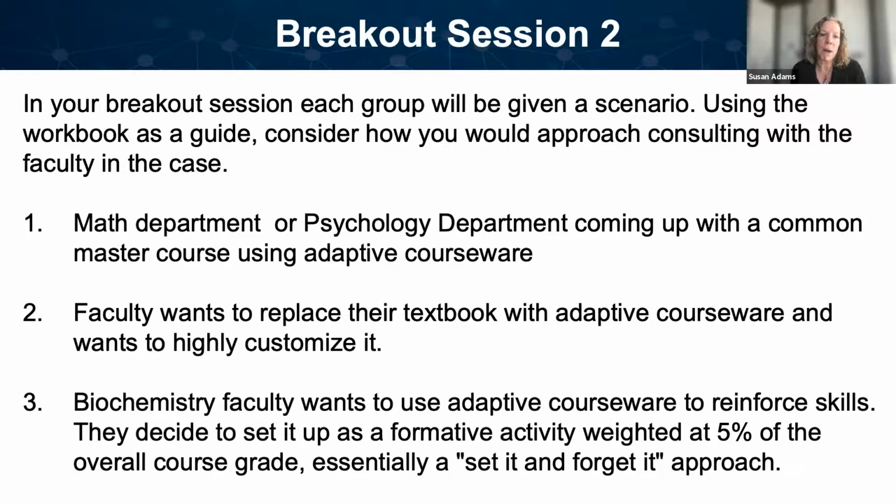And then the last is biochemistry faculty wants to use adaptive courseware to reinforce skills. So they decide to set it up as a formative activity weighted at 5% of the overall course grade, essentially a set it and forget it approach, which we've seen a lot. How would you approach that? We have seen that a higher percentage is going to show more success, but how would you mitigate that or work with a faculty in that particular scenario? So we want to give you a chance to work on your own or on any one of these scenarios.